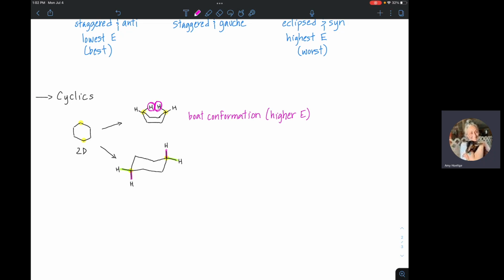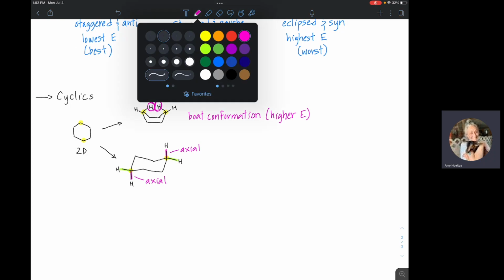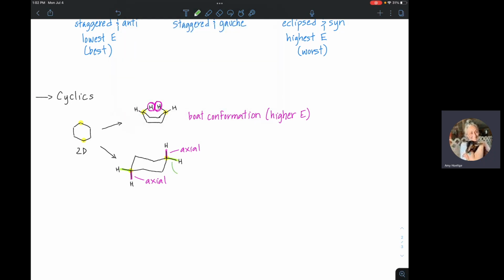In this instance, any of the ones that are pointing straight up or pointing straight down, the position that we call that bond is the axial position. So like an antenna sticking up the top of your car. And any of them that are going straight up and straight down are in the axial position. If they're going up and down, but they're sort of off to the side, this is the equatorial position.